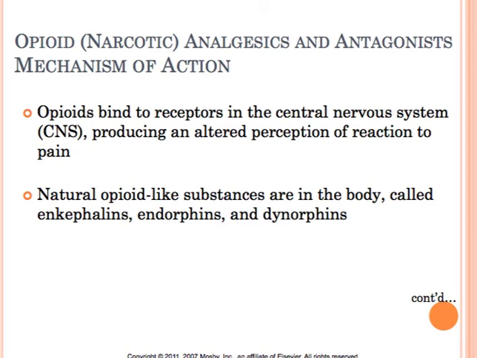Opioids bind to receptors in the central nervous system, that's the brain and the spinal cord, producing an altered perception of pain. Just as an FYI, there are three groups of endogenous substances. Endogenous means naturally found in the body with opioid-like action. Those are enkephalins, endorphins, and dynorphins. They possibly function as neurotransmitters, but we don't really know exactly what they do.